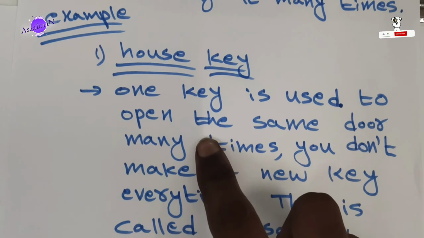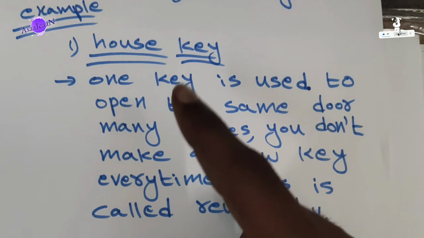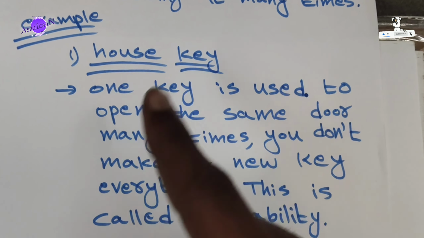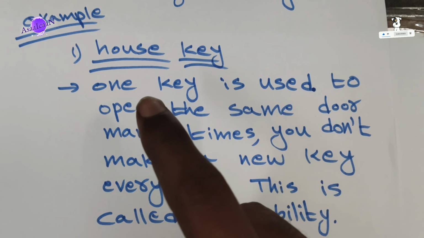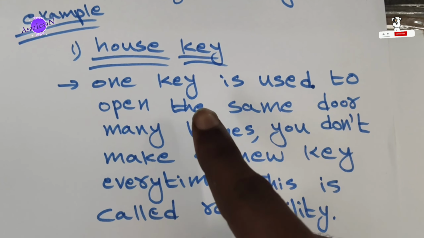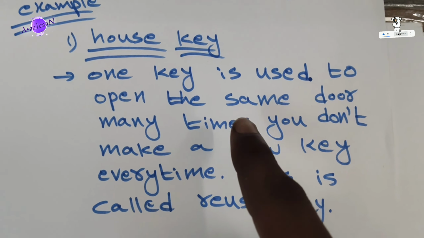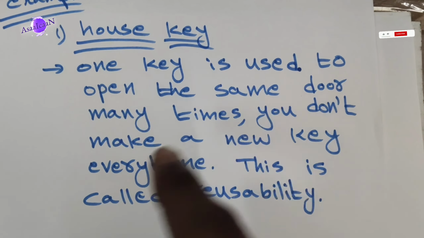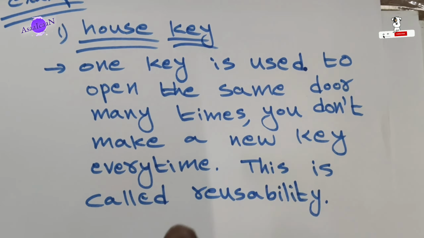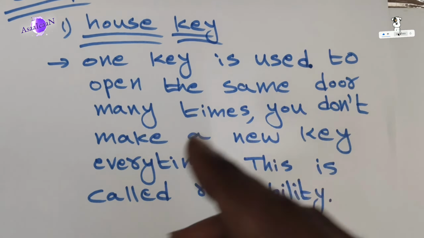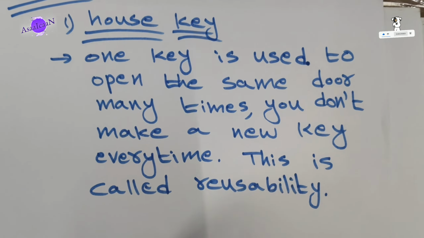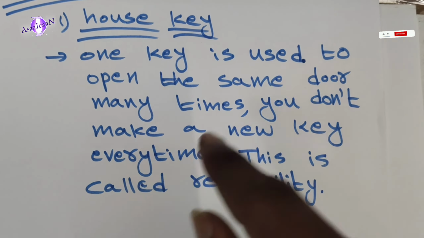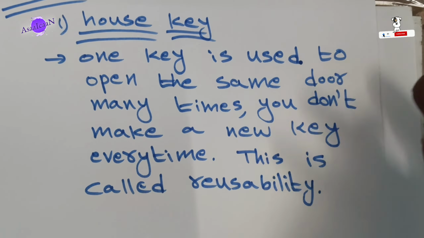So example, a house key. This is the real life example. If one key is used to open the same door many times, you don't make a new key every time. This is called reusability. You can use one key many times. I think everyone understands it.